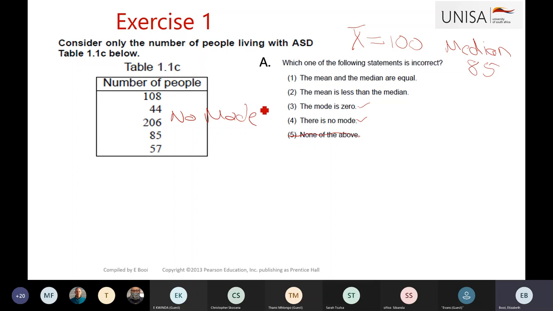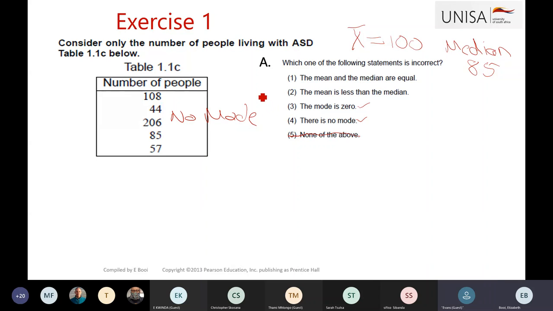The mean is less than the median. So our median is 85. The mean is between 85 and 100. That's where it is wrong.